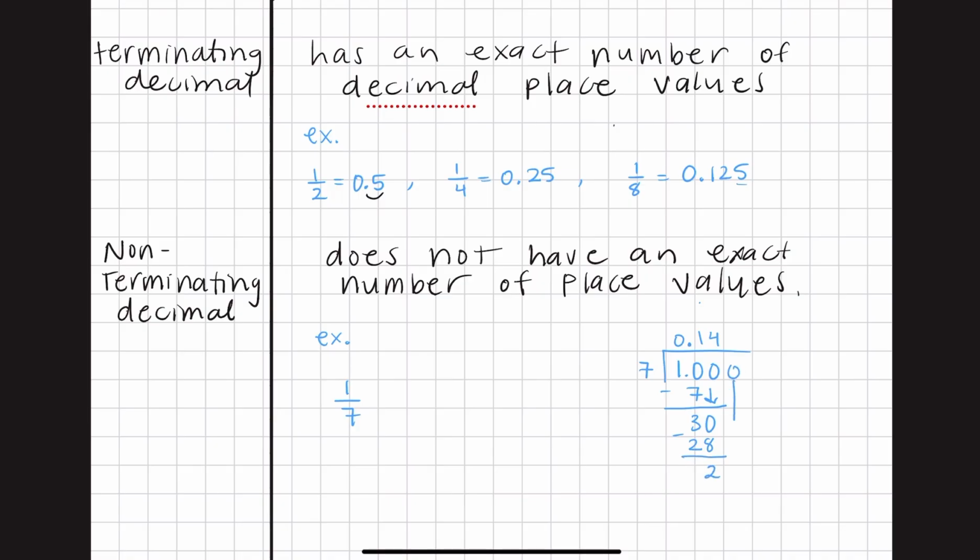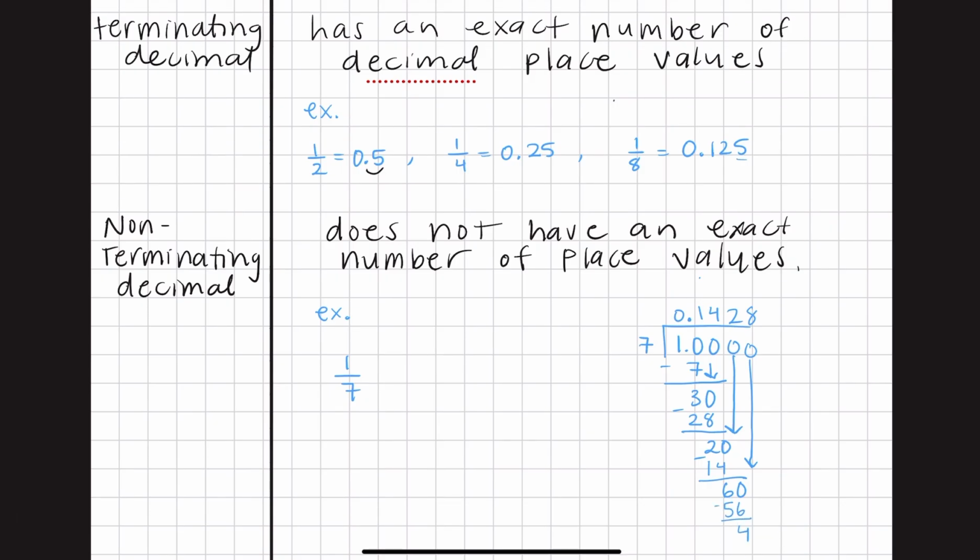I bring down a 0 because I don't have a 0 at the bottom yet, so I have to keep bringing zeros down. 7 fits into 20 2 times. 2 times 7 is 14. 20 minus 14 is 6. Bring down another 0. 7 fits into 60 8 times. 8 times 7 is 56. I subtract 56. And I'm still not getting a 0. And actually, because I could go on forever and ever and ever and keep dividing, I'm never going to get a 0 at the bottom.